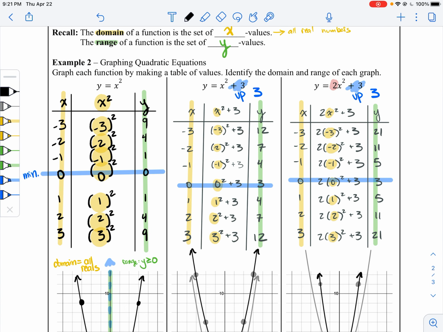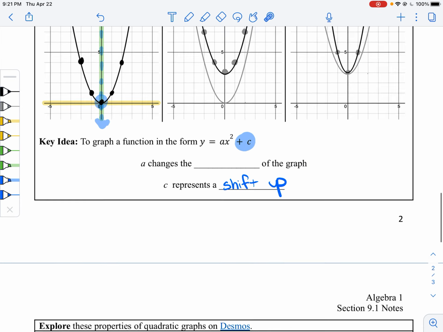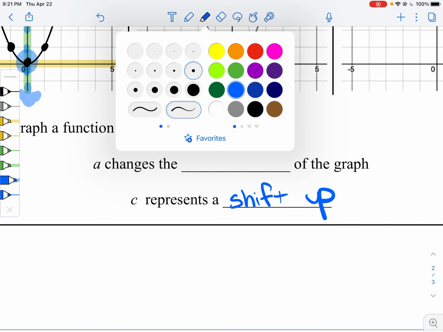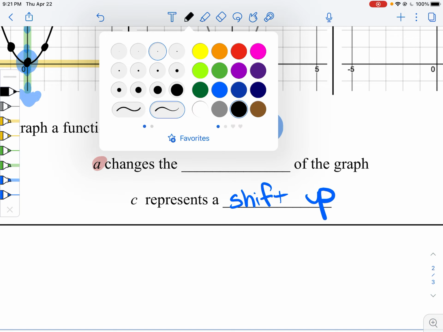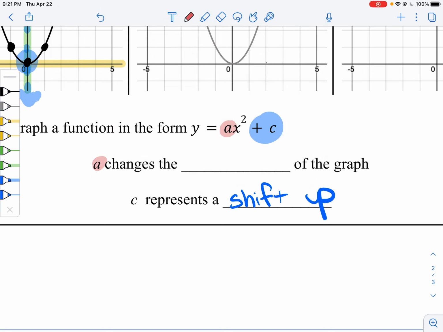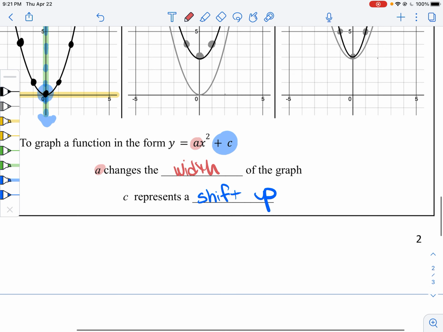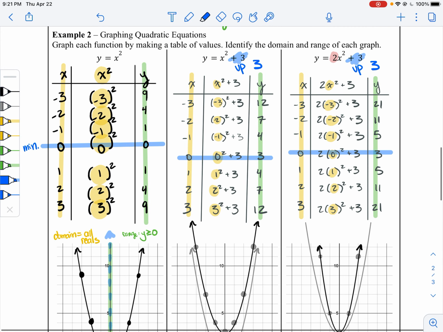So this A up here, because it went from 1 to 2, the bigger A gets, it changes the width of the graph. In fact, it makes it skinnier. We'll say as A gets bigger, it gets skinnier. Cool. So those are shortcuts to help you figure out how these graphs are going to compare.